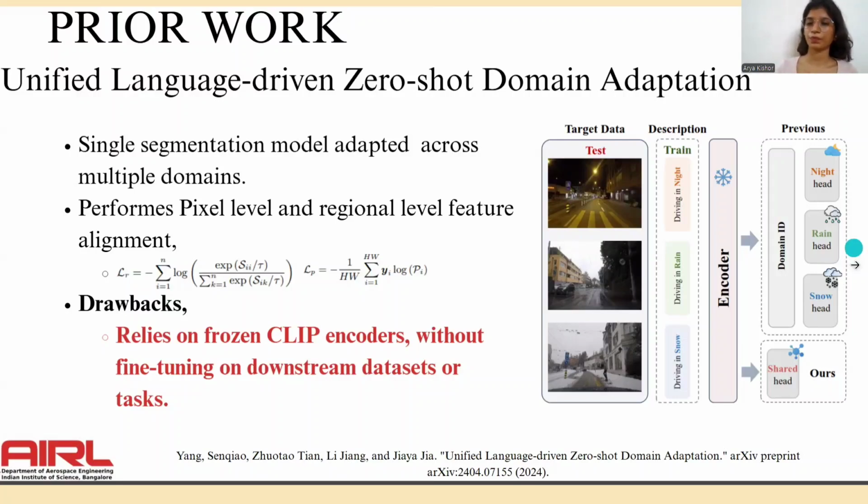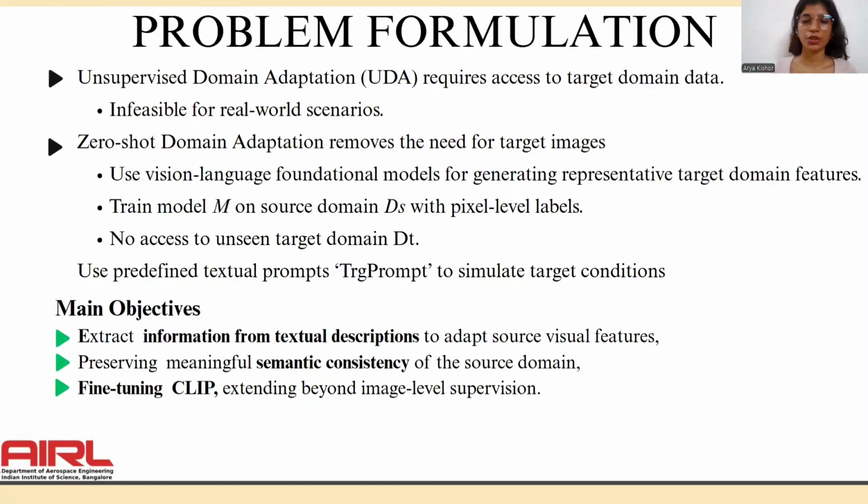dataset. Traditionally, domain adaptation requires unlabeled images from the target domain during training. But in real-world cases like driving through a snowstorm, it is difficult to have access to a dataset of such adverse weather conditions. Zero-shot domain adaptation eliminates the need for a target domain dataset. Instead, we train a model on the source domain dataset. We then simulate the features of the target domain using vision language models with text prompts.